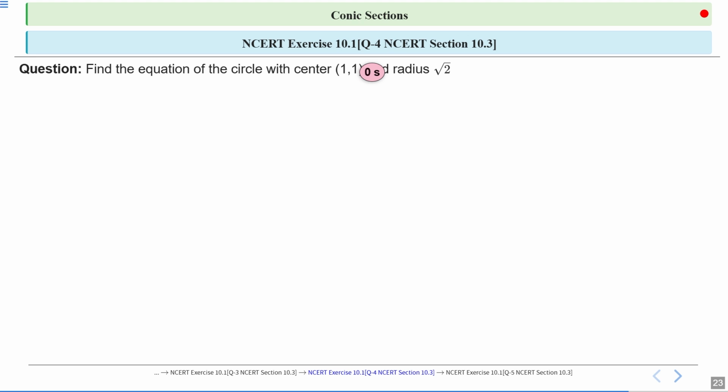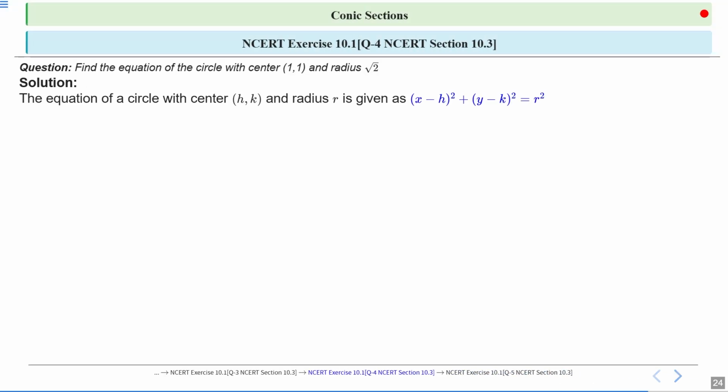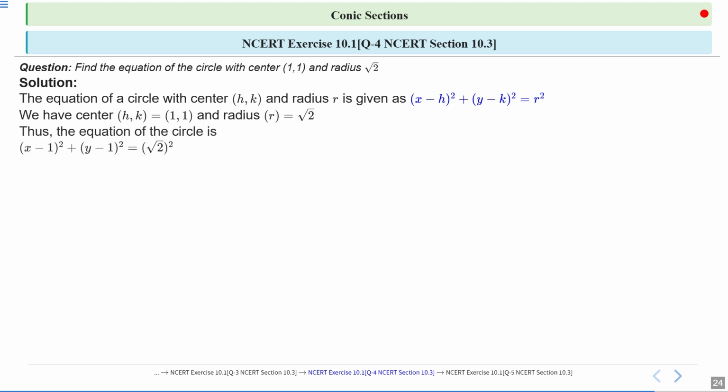Okay, students, now we will solve this question. The equation of a circle with center (h, k) and radius r is given as (x minus h) whole square plus (y minus k) whole square equal to r square. We have center (h, k) as (1, 1) and radius r as root 2. Thus the equation of the circle is (x minus 1) whole square plus (y minus 1) whole square equal to (root 2) whole square.